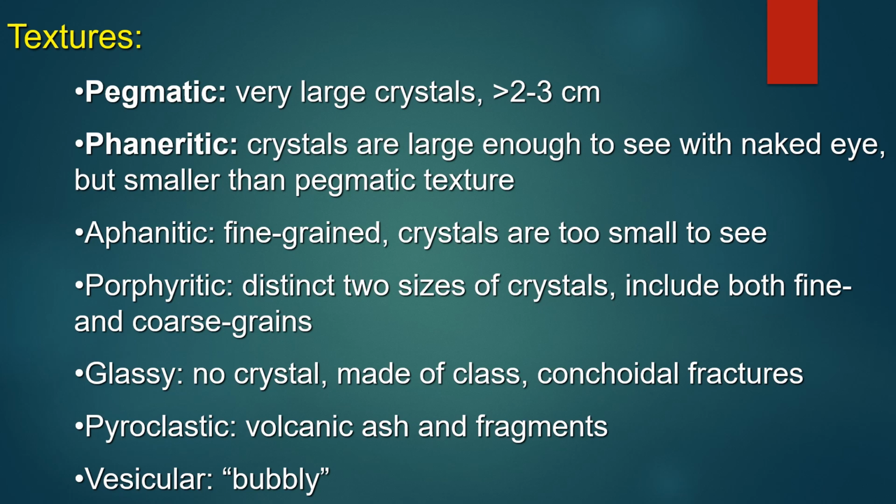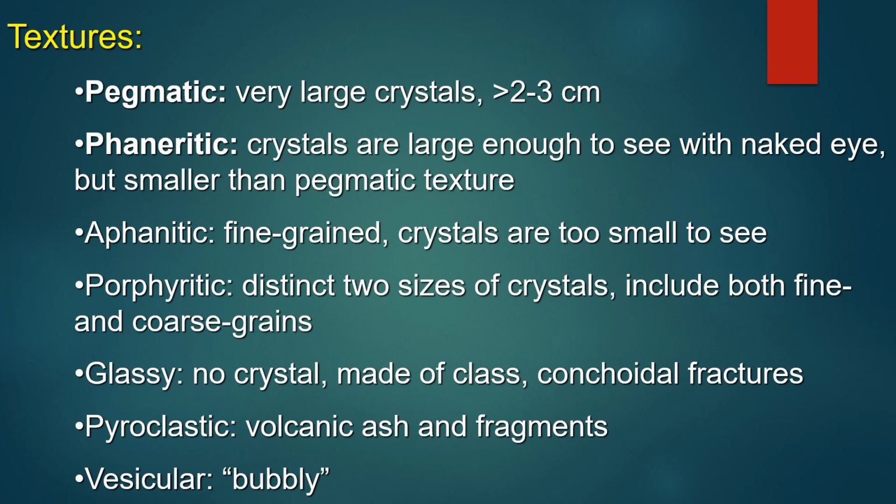Porphyritic describes the rock that has two distinct sizes of crystals. So we have one group of relatively large crystals and a group of crystals small in the background, or we call the groundmass. Glassy describes the igneous rock has no crystal. It is pure glass. And if the glass is fractured and the surface is curved, it is called conchoidal fractures.